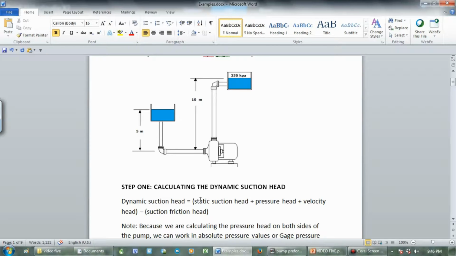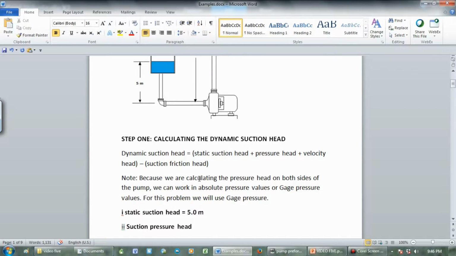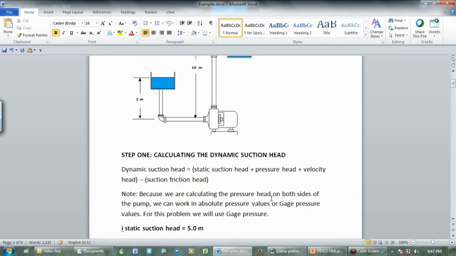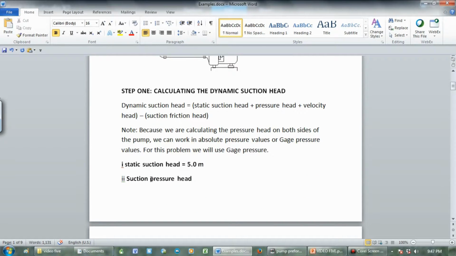Step 1, calculating the dynamic suction head. Dynamic suction head equals static suction head plus pressure head plus velocity head minus suction friction head. Because we are calculating the pressure head on both sides of the pump, we can work in absolute pressure values or gauge pressure values. For this problem, we will use gauge pressure. Static suction head is going to be from the center line of the pump up to the top of the liquid level, which is 5 meters.